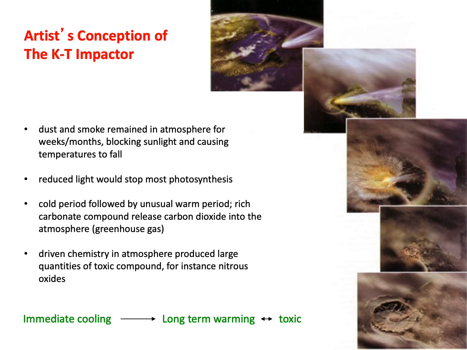Okay, and so some of this unusual warming, with some of the particulates that are still left in the atmosphere, is going to drive some chemistry, which is pretty nasty, some nitrous oxide and things like that, that basically are poisonous gases and toxic. So again, immediate cooling followed by long-term warming, and then while you're in the long-term warming phase, toxic gases. So an unpleasant environment, and only small creatures seem to have survived.